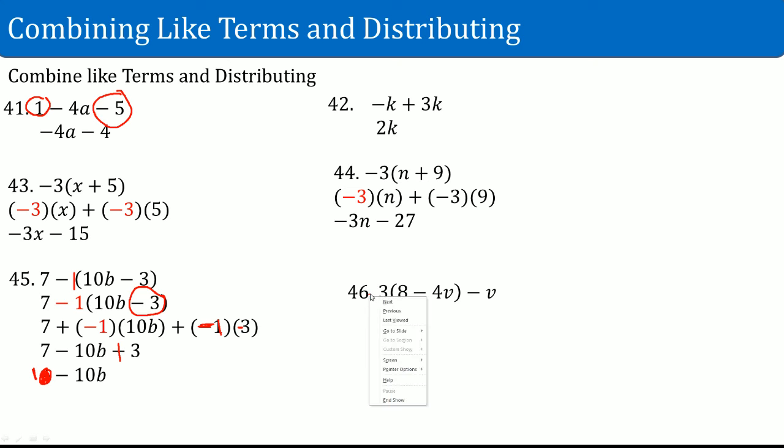Number 46, you have 3 parentheses 8 minus 4v, close parentheses, minus v. 3 times 8 and 3 times -4v. 3 times 8 is 24. 3 times -4v becomes -12v. Minus v, that is left over right here. -12v minus v should be a -13v.